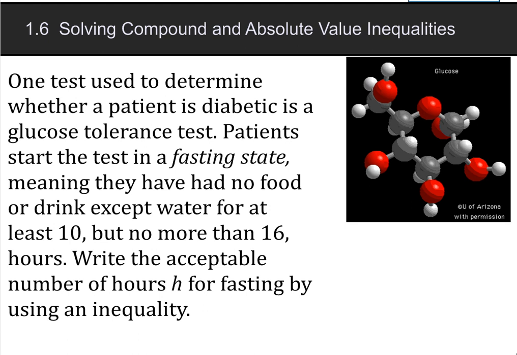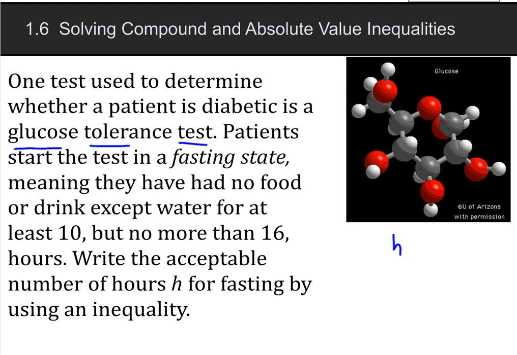So we start here. When you're trying to determine if someone is diabetic, they do what's called a glucose tolerance test. The rule is that you need to be fasting, which means no food or drink except water for at least 10 but no more than 16 hours. That's the sweet spot right in between 10 and 16. So we can write the acceptable number of hours for fasting by using an inequality.